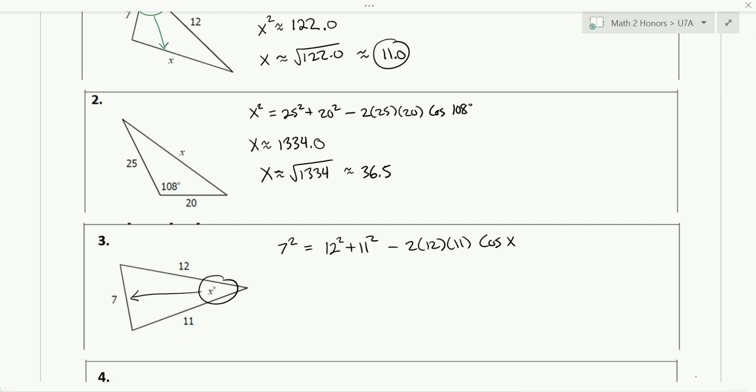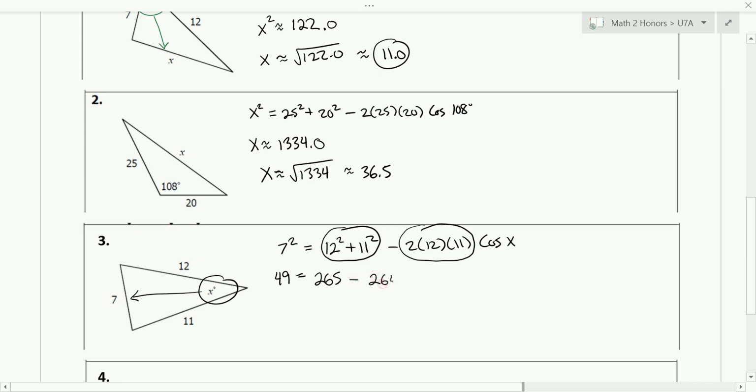Okay. So 7 squared is 49. These are like terms, so I'm going to square them and add them. And what do we get? What's 12 squared plus 11 squared? 265. Okay. Then all this right here belongs to the cosine of x term. And if you multiply all that together, I think it came out to 264. And I know you're tempted to subtract 265 and 264, but you can't, because they're different terms. This goes together.